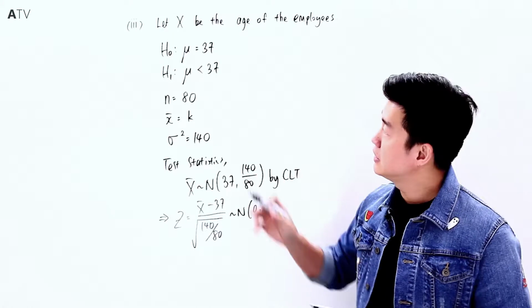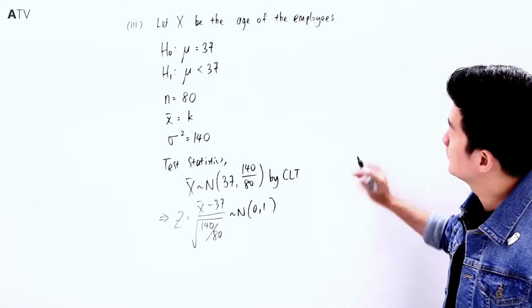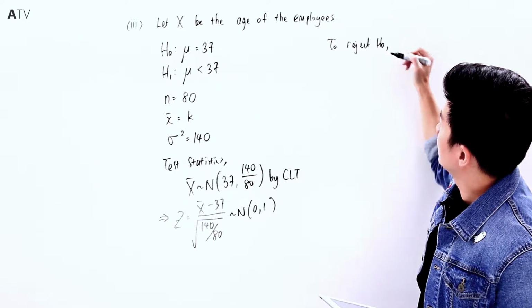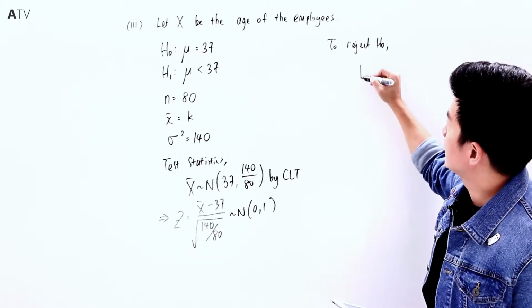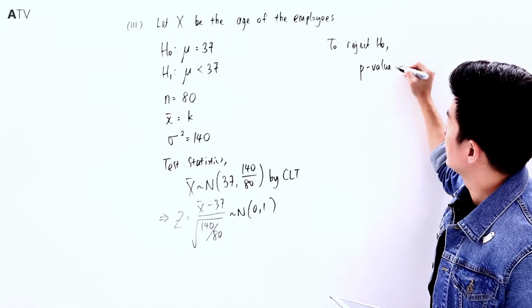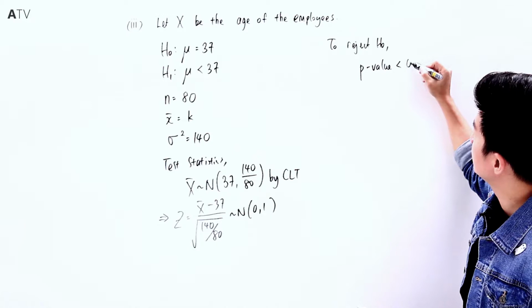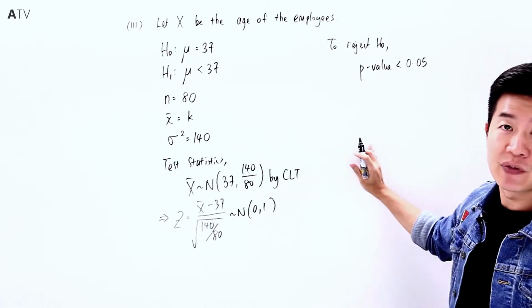And according to the question, H0 is going to be rejected. So to reject H0, we are going to make sure that the p-value is going to be less than the level of significance that is given to us by the question as 5%, so less than 0.05.